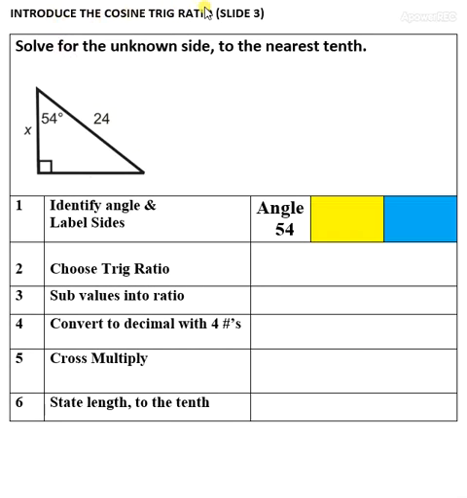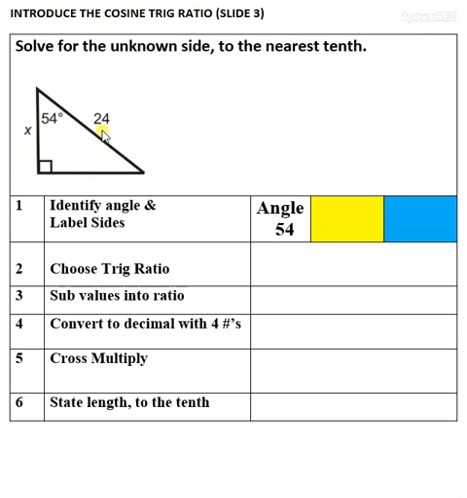Introduce the cosine trig ratio, slide 3. Solve for the unknown side to the nearest tenth. In this triangle, we have a right angle triangle. We are given an angle of 54 degrees, a side length of x, and another side length of 24. Clearly, we are working with a trigonometric problem.